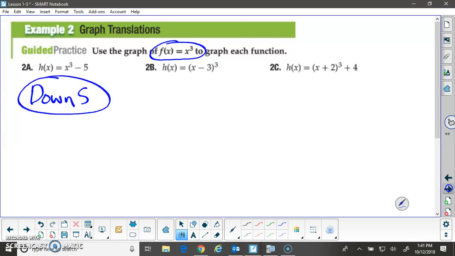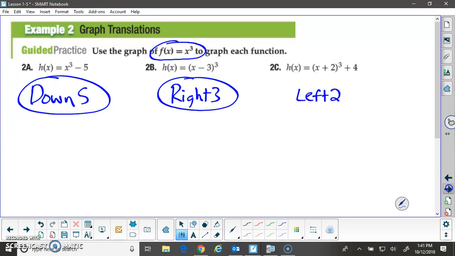Part B, we've got a minus 3, and you can tell that that's on the inside because that's being raised to the third power. So that's going to horizontally shift it left or right. And the minus 3, you have to think illogically. So it's going to shift it to the right 3. And then the last one, 2C, we've got two transformations. The plus 2 is on the inside, so that's going to move it left 2. The plus 4 is on the outside, so that's going to move it up 4. So this is just describing the transformations from the original parent function to the transformed graph.